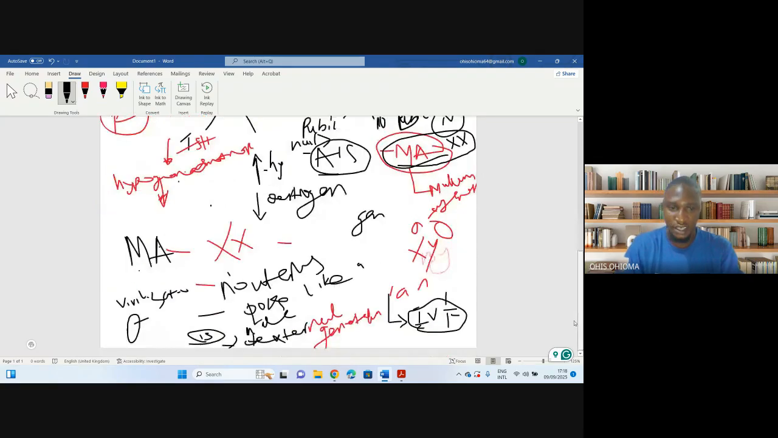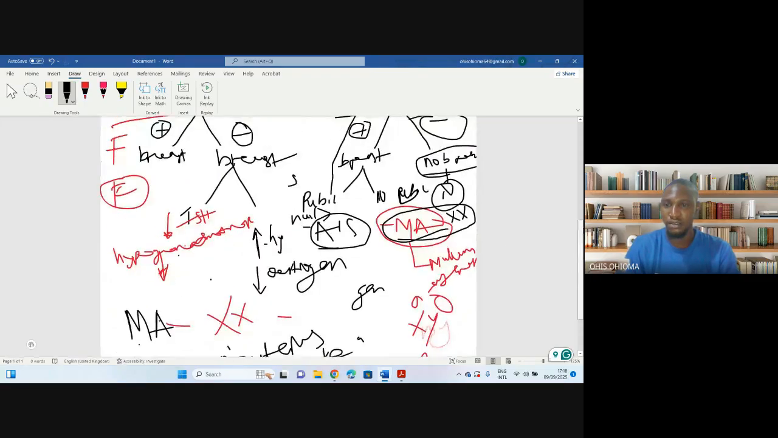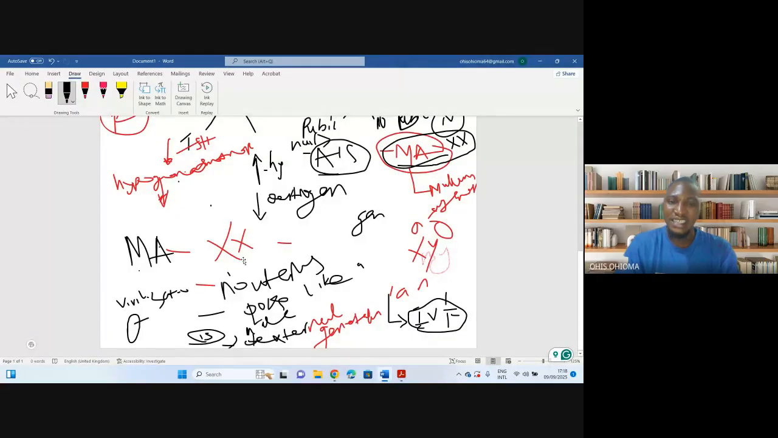So I summarize it here. I said that in Mullerian agenesis, the patient is genetically a female, but there's no uterus, but looks like a male, because the patient will have clitoromegaly and virilization, but the patient has a breast, right? And genetically is a female.